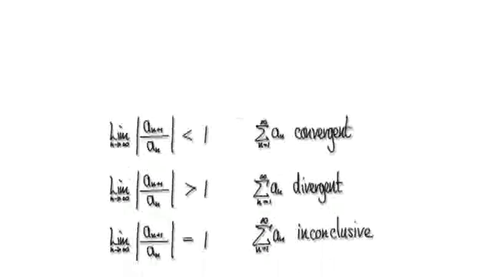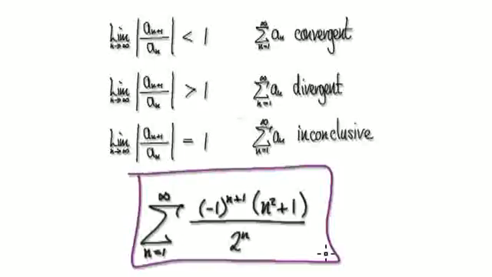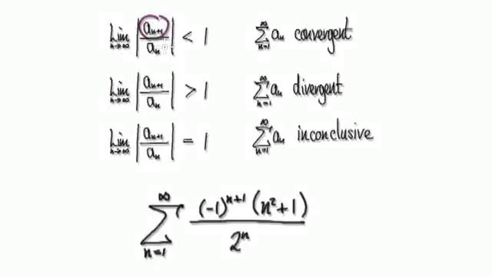Okay, let's give you guys some examples. So in this video, we're going to use a ratio test to determine if this alternating series will converge or if it will diverge. So we need to obtain a_{n+1} divided by a_n.